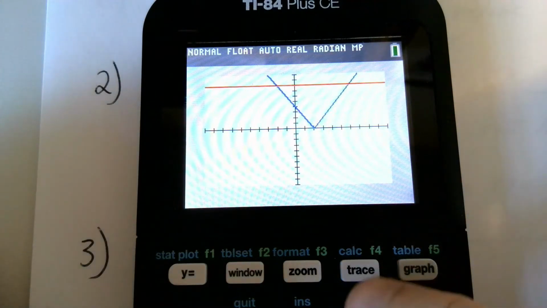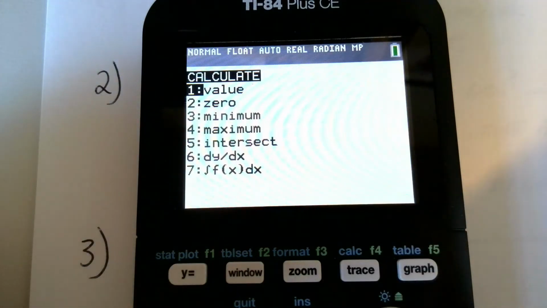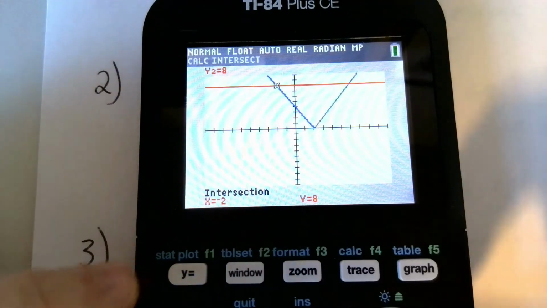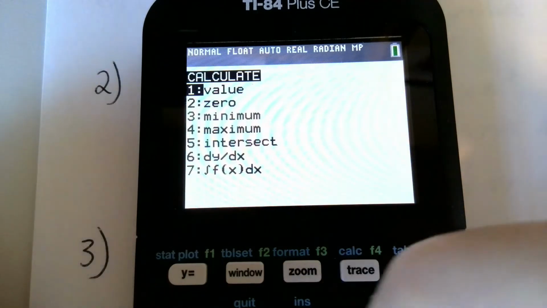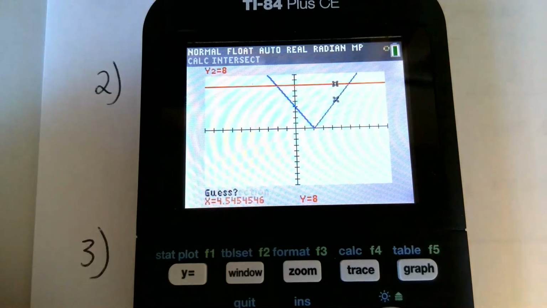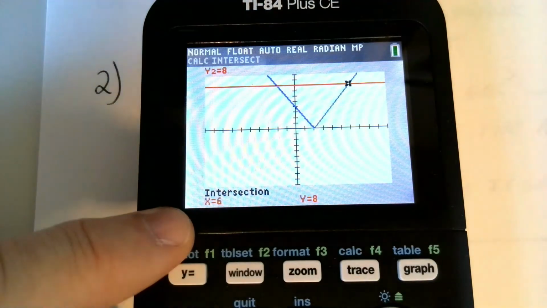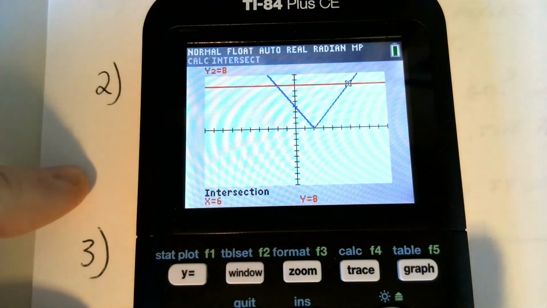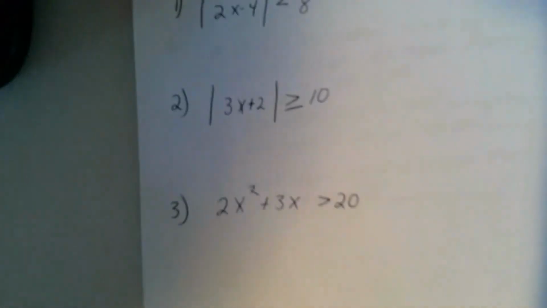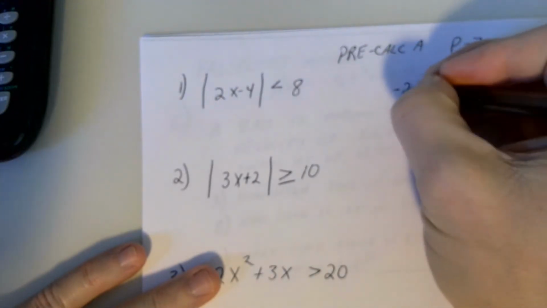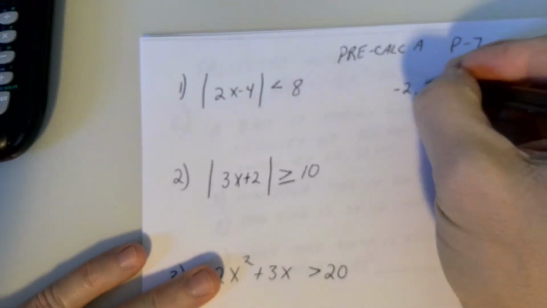So if I want to go ahead and do this, I'm going to go second trace, number 5, intersection, enter, enter, enter, and you can see that -2 is one of the solutions. And then second trace, number 5, move your cursor over. Got to get it all the way over to the other one. Enter, enter, enter, and you can see the other solution is at 6. So from -2 to 6, those are all the values that would work for this. So just to have a solution set for this, it'd be -2, comma 6.